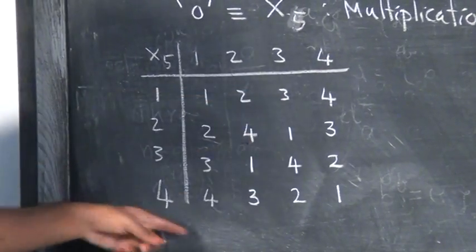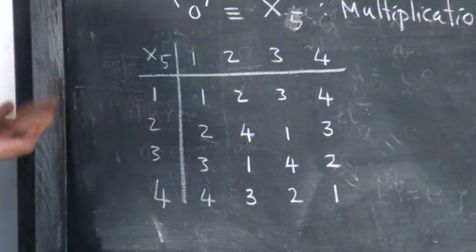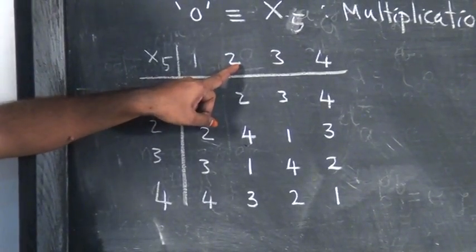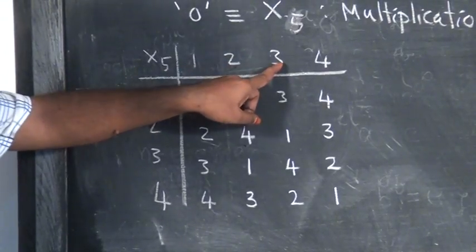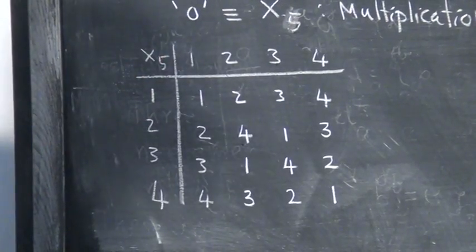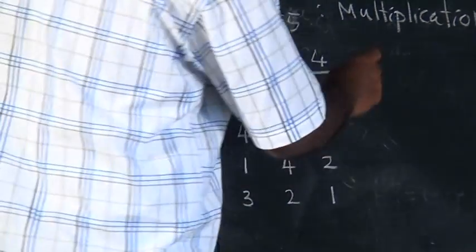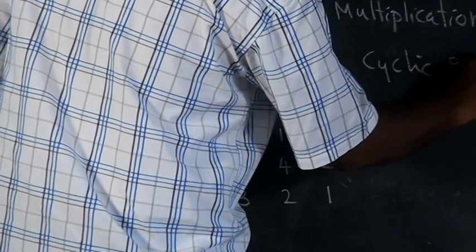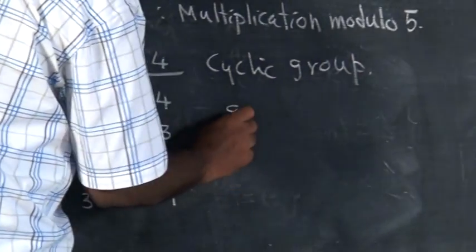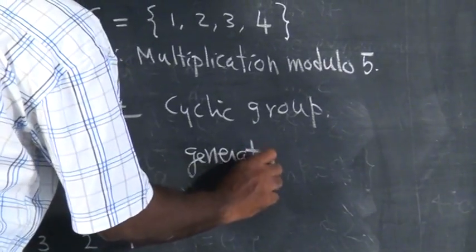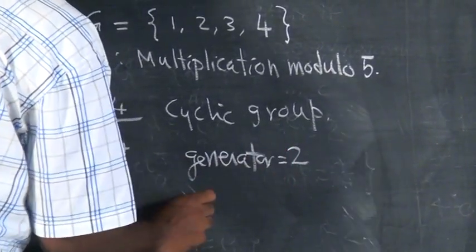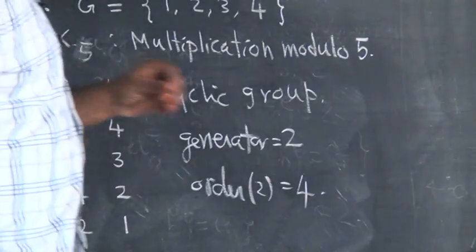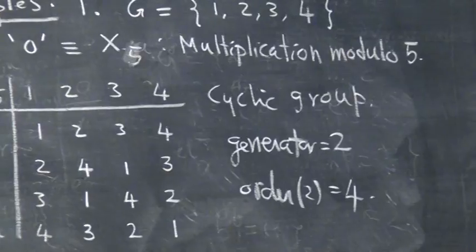And this is a cyclic group. It is not self inverse, so it has to be cyclic. So 2 is a generator. 2 square is 4, 2 cube is 3, 2 power 4 is 1. So it is a cyclic group. The generator is 2, and the order of 2 is equal to 4, which is equal to the order of the group.